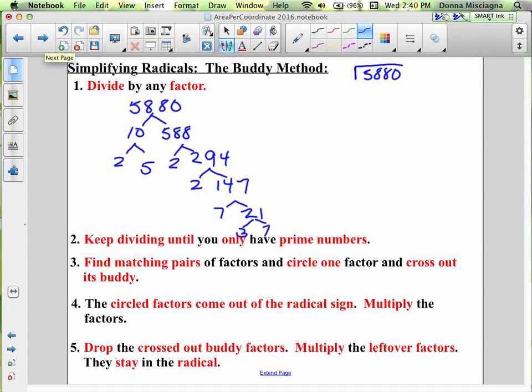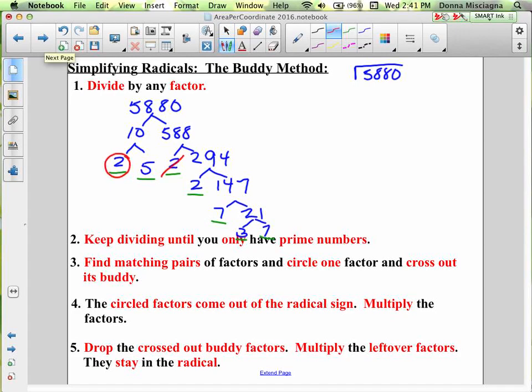Now I have nothing but prime numbers. We're going to find matching pairs of numbers. The only values we're dealing with are the ones at the ends, because everything else has been broken down. Just the ones at the ends. All right, so when I find my matching pairs, I circle one and cross off the other.